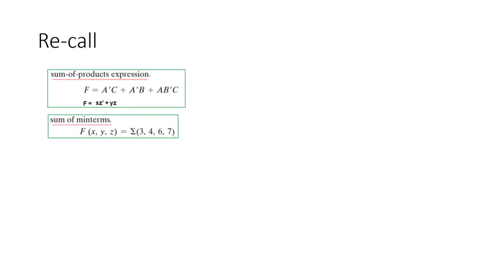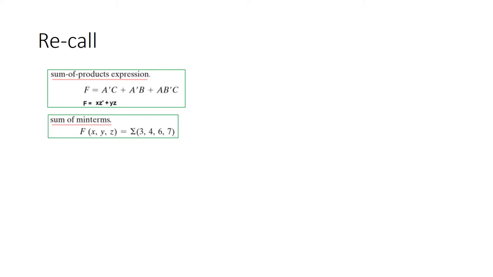Okay, let's recall what we have learned in the previous video. First thing, when we say that some function is represented as a sum of product, that means it is something like this. These are the product terms, and they are added with a plus sign, or OR sign. So this is a sum of product expression. Similarly, this one is a sum of product expression.